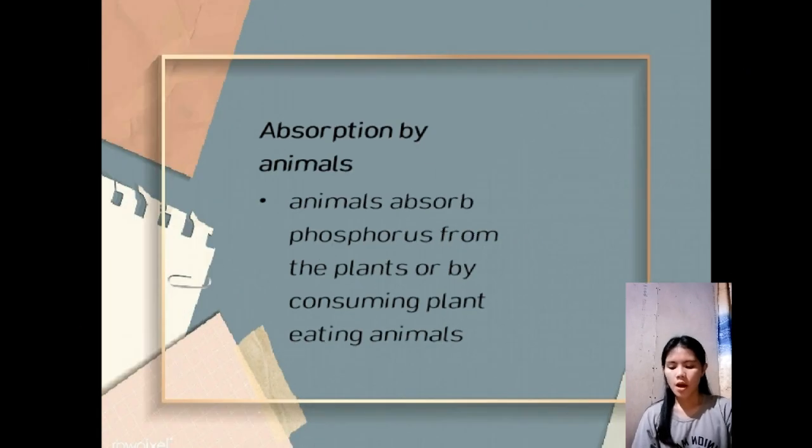Third, absorption by animals. Herbivorous and carnivorous animals, including humans, absorb phosphorus when they consume these plants for their food, a process known as assimilation. Besides that, animals obtain phosphorus directly from drinking water.